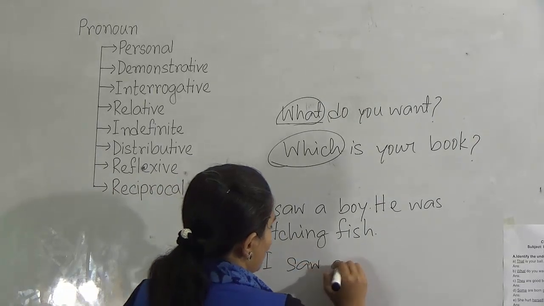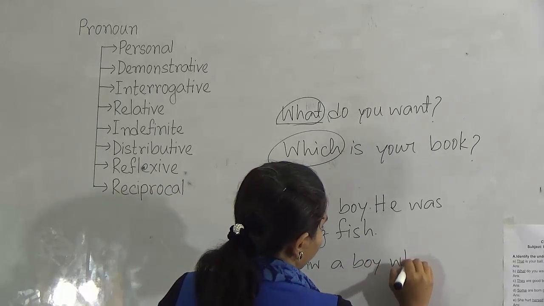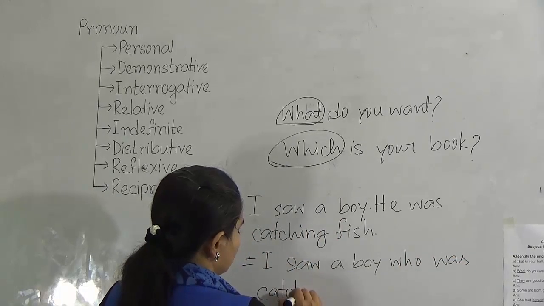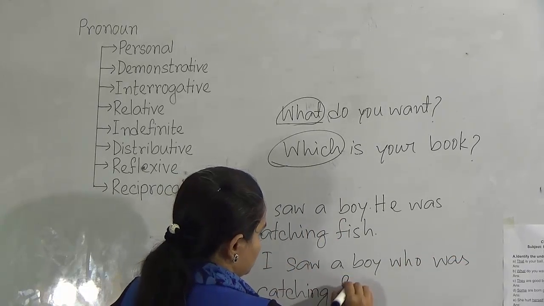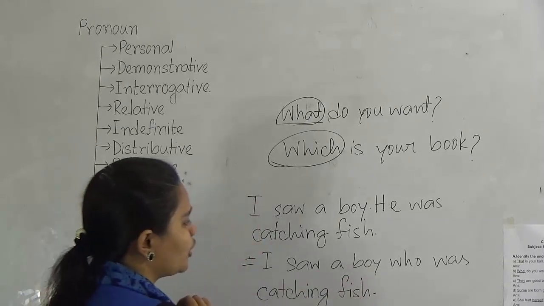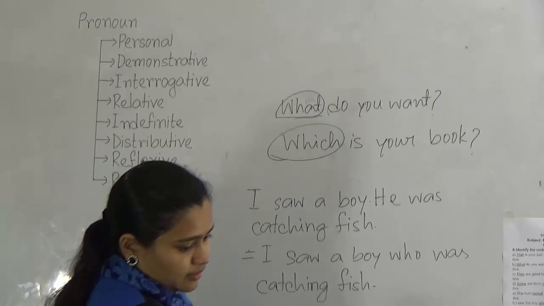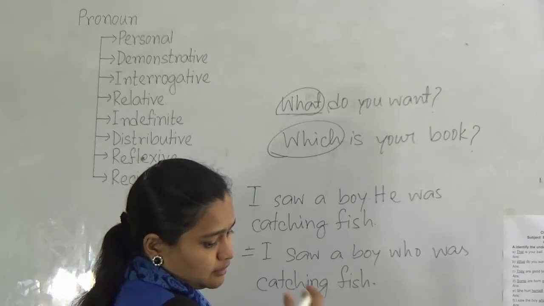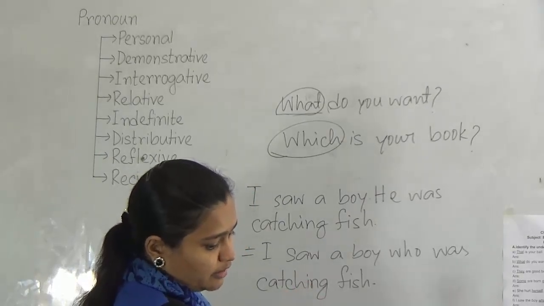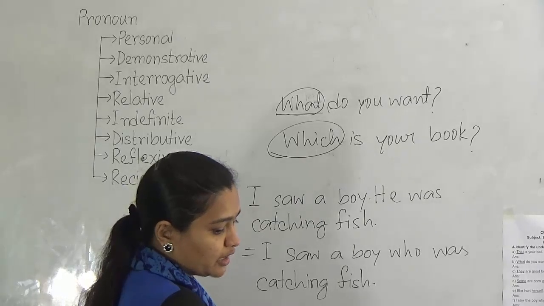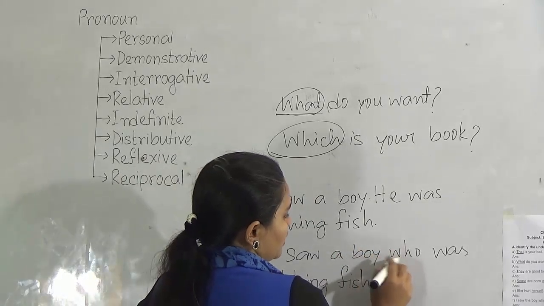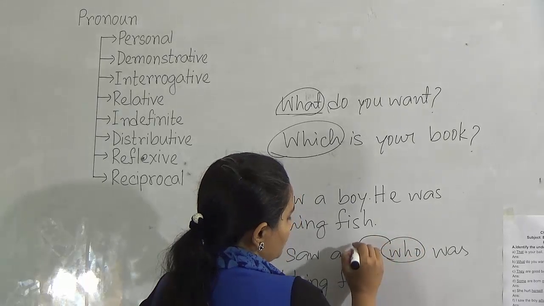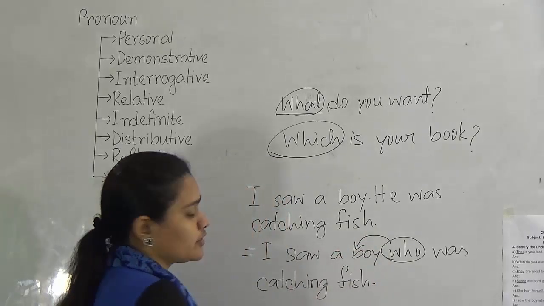I saw a boy who was catching fish. Now look, I said relative pronouns are the pronouns which refer to or relate to some nouns or pronouns mentioned before it. Here the relative pronoun is who, and it refers to a boy.